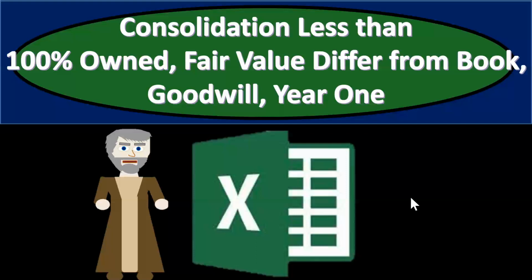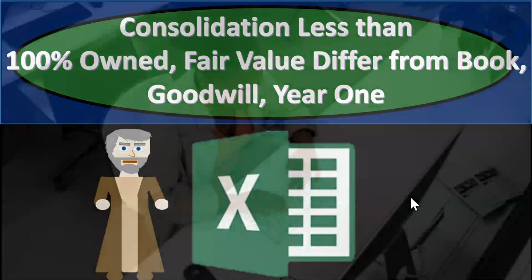We're going to have a less than fully owned subsidiary. The fair value will be different from the book value, so we'll have to deal with that issue. And there's going to be a goodwill calculation. We'll be calculating this at the end of year one. Therefore, we're saying that the actual purchase took place at the beginning of the year. It's been exactly 1 year later, so we will have income statement accounts, temporary accounts, as well.